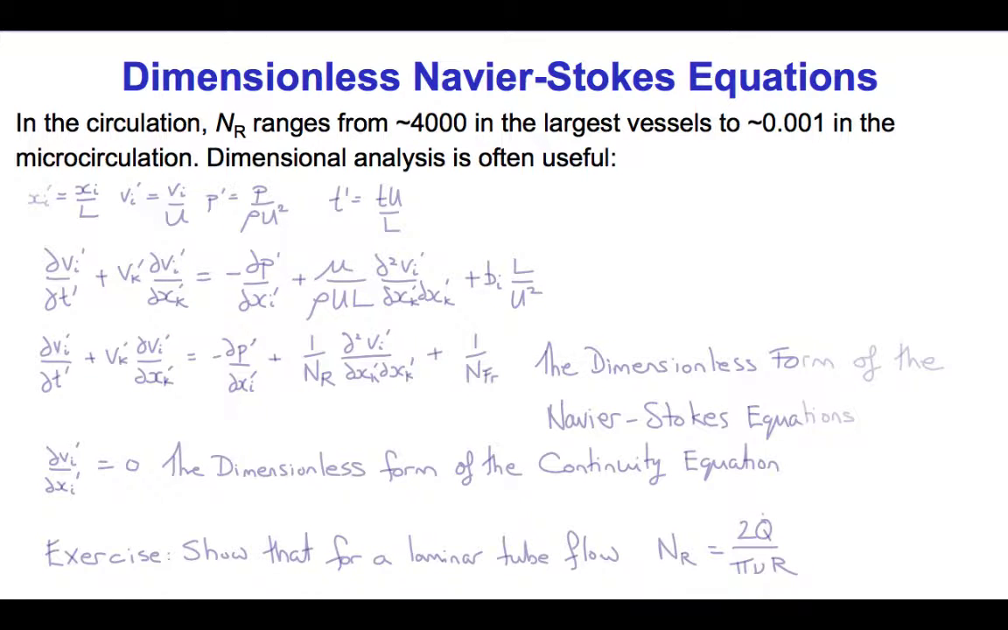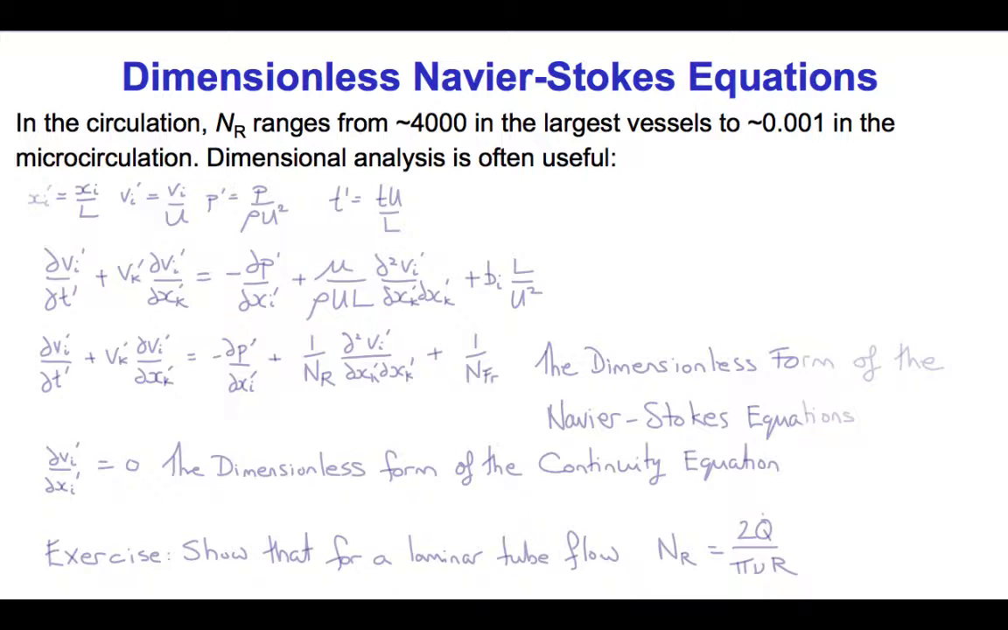In the circulation, the Reynolds number varies from about 4,000 in the largest vessels to about 0.001 in the microcirculation. This means that in the very largest vessels and in the heart, the flow can be turbulent, but in most of the circulation, the flow is laminar. In the large vessels, where the Reynolds number is significantly greater than one, the convective inertial forces dominate the viscous forces. In the small vessels, the microcirculation and arterioles, the Reynolds number is much less than one, and the viscous forces dominate the convective inertial forces.